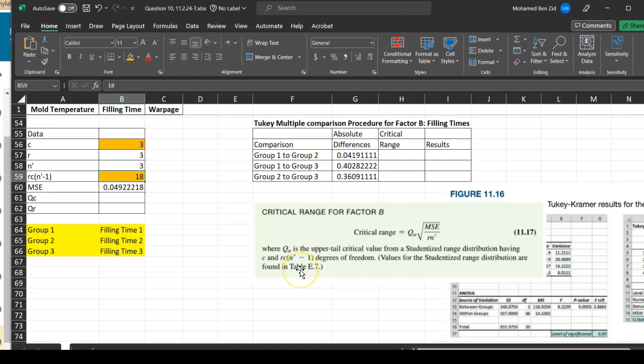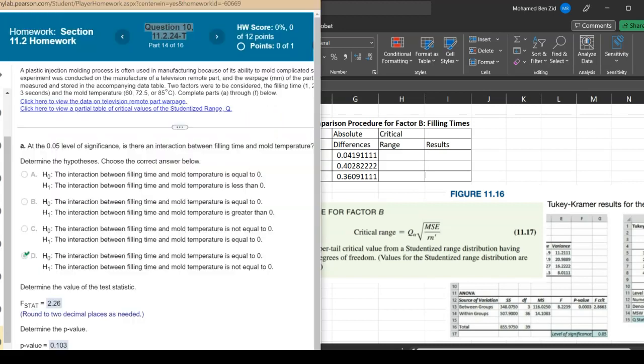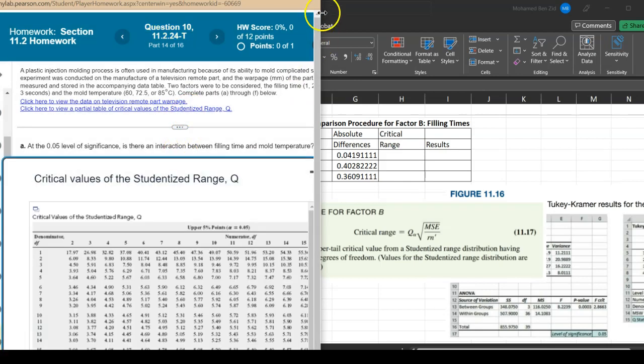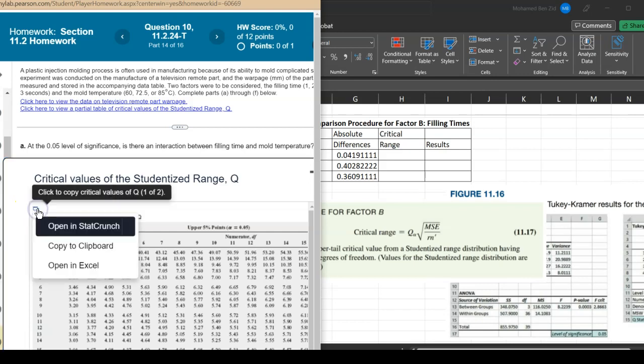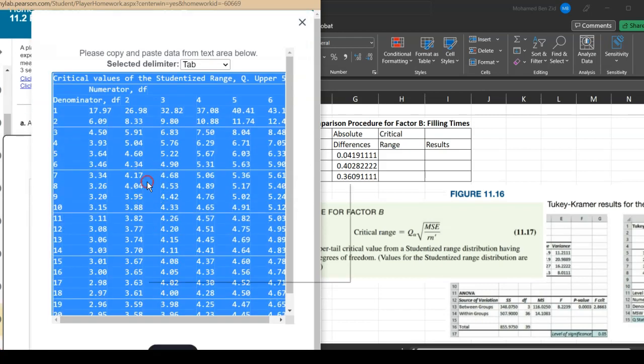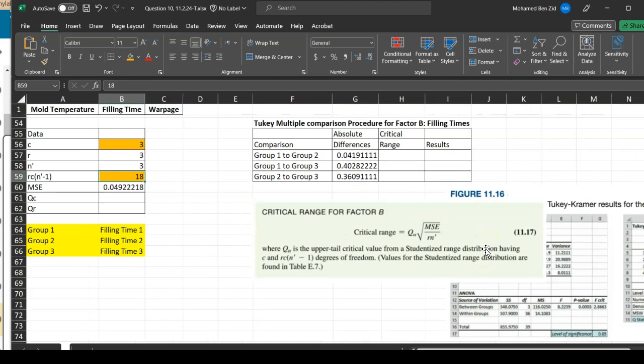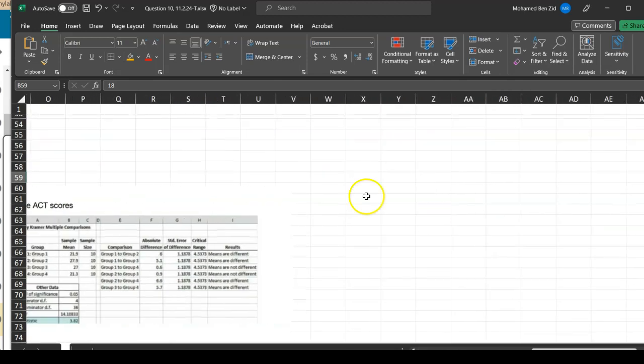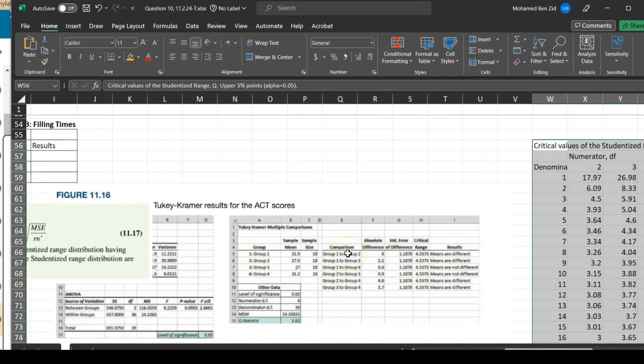So now I'm going to use the table, and the table is provided for you in this question. You have to go to this one, open it, and I'm going to copy it to Excel. So copy to clipboard, and then I'm going to copy this one and have it on my spreadsheet. Let me put it right here. So this is my table.